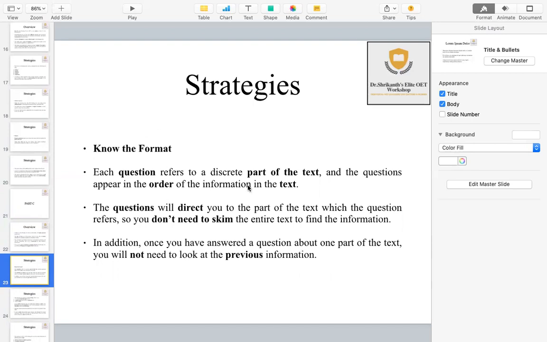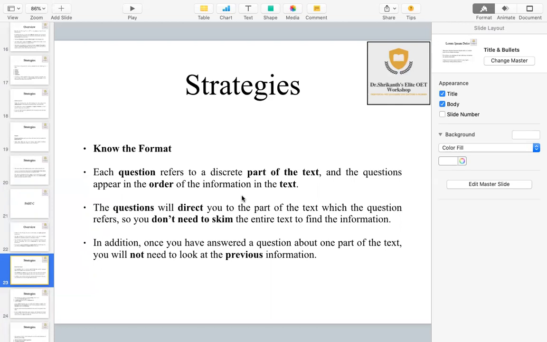Each question refers to a discrete part of the text, and the questions appear in the order of the information in the text. What does this mean? It means there is one advantage the OET people are giving you here. Each question refers to a specific part of the text, and the questions are formulated in a sequential order.